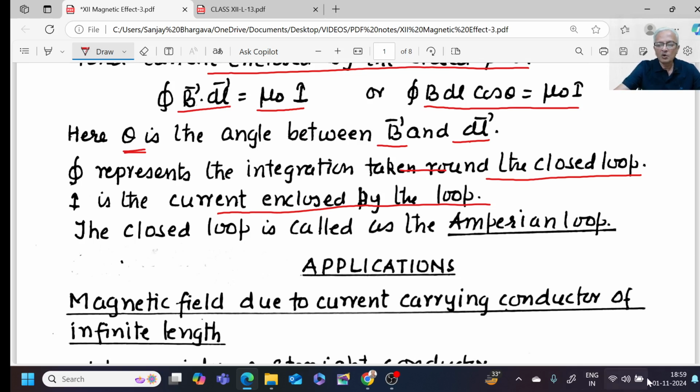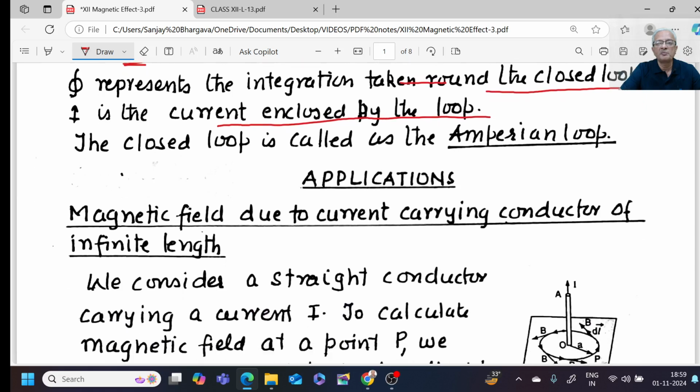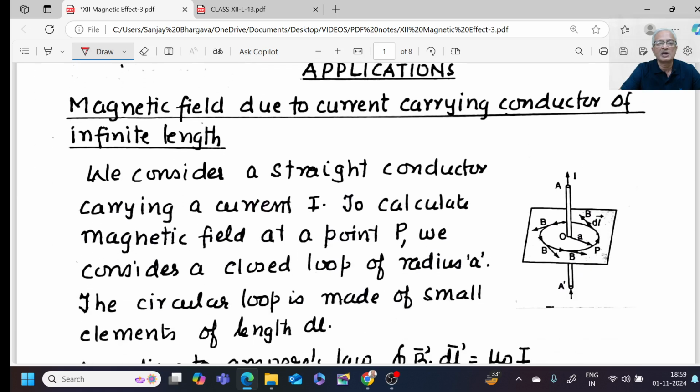Now, how do we apply Ampere's law? We'll deal with certain applications of Ampere's law. The first application is magnetic field due to current carrying conductor of infinite length. So we want to calculate magnetic field due to a current carrying conductor of infinite length.